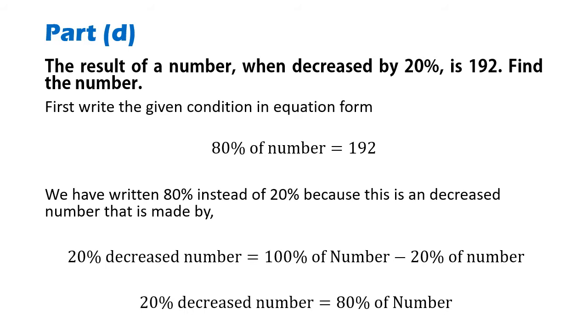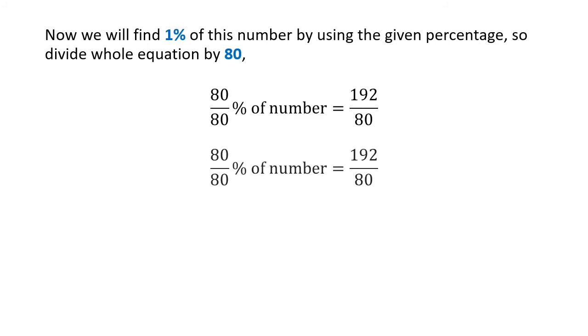Part D, the result of a number, when decreased by 20%, is 192. Find the number. First write the given condition in equation form, that is 80% of number equals 192. We have written 80% instead of 20% because this is a decreased number that is formed by subtracting 20% of the number from 100% of the number. Now we will find 1% of this number by using the calculated percentage, so divide the whole equation by 80. So the 1% of the number is 192 upon 80.